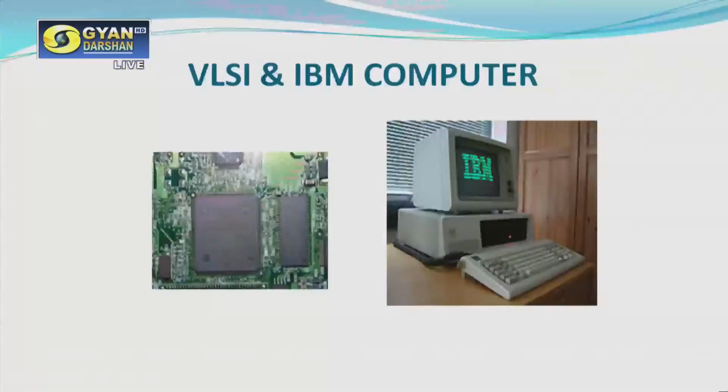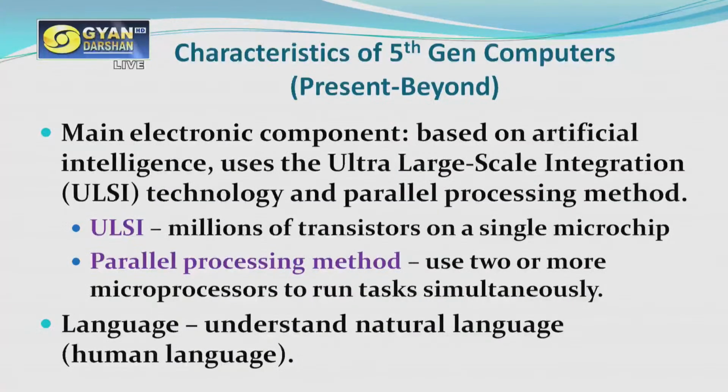This is the very large scale integration electronic chip placed over here, and the IBM computer that we are using today. In the fifth generation computers, the main electronic component is ultra large scale integration technology, and parallel processing methods are the main things we are using. The fifth generation computers are nothing but whatever we are doing right now. It comes under the fifth generation computers.